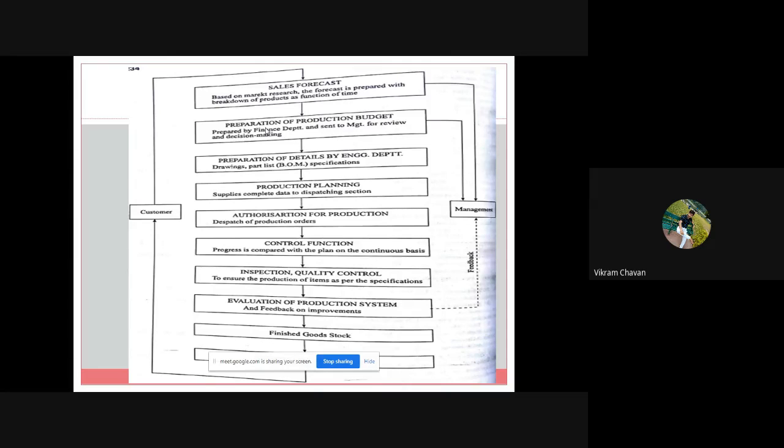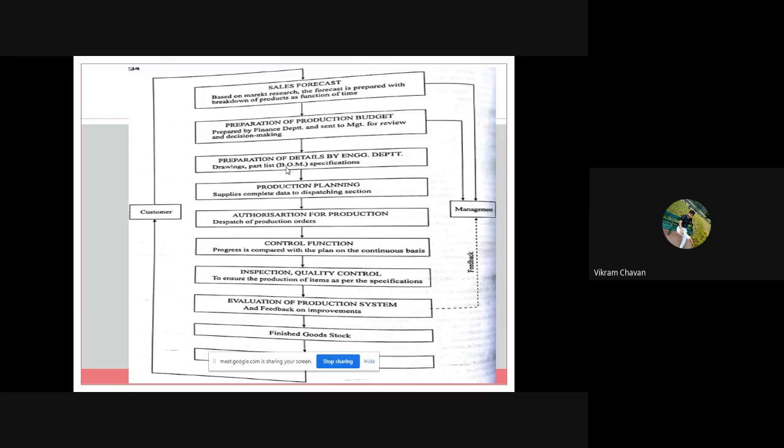Okay, so once the detailed budget is prepared, then the instructions are given to the engineering department to prepare the detailed drawing related to the product. The drawing should consider the BOM. What do you mean by BOM? BOM is nothing but bill of material.